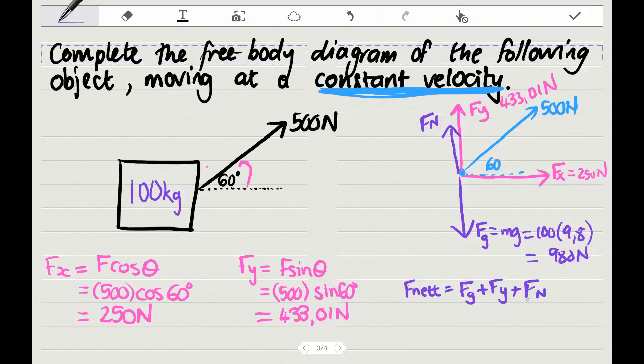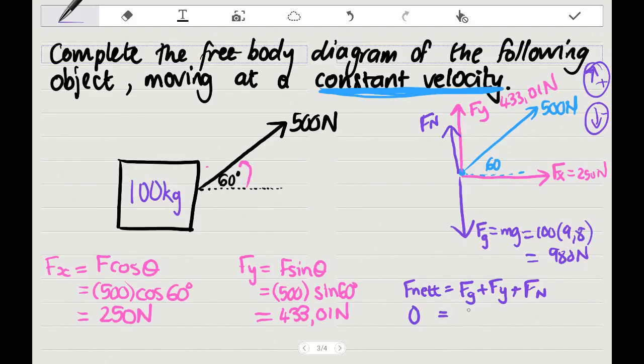Now, what happens when you have two directions? You have to take one direction as negative and one direction as positive. So for these calculations, I'm going to take upwards as positive. In other words, downwards is negative. So we know that the net force is 0 because of Newton's first law. It's in equilibrium, constant velocity. It's not moving in that direction.